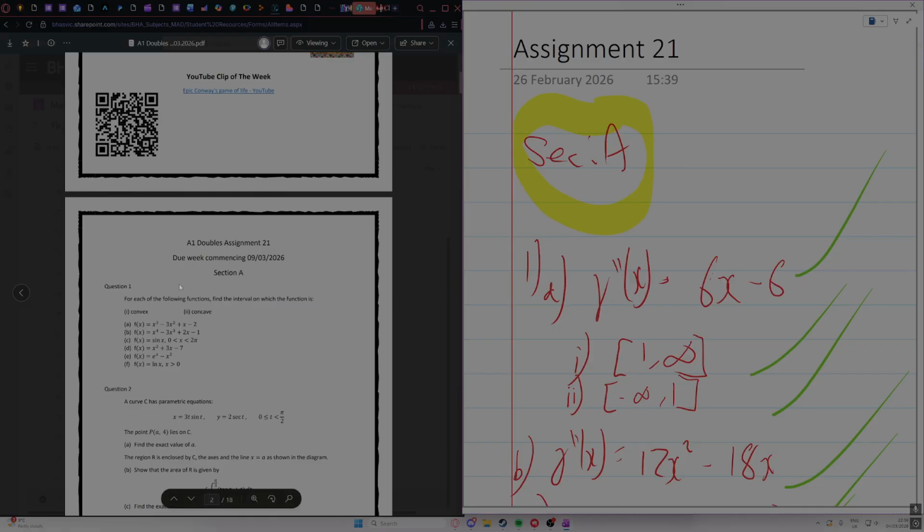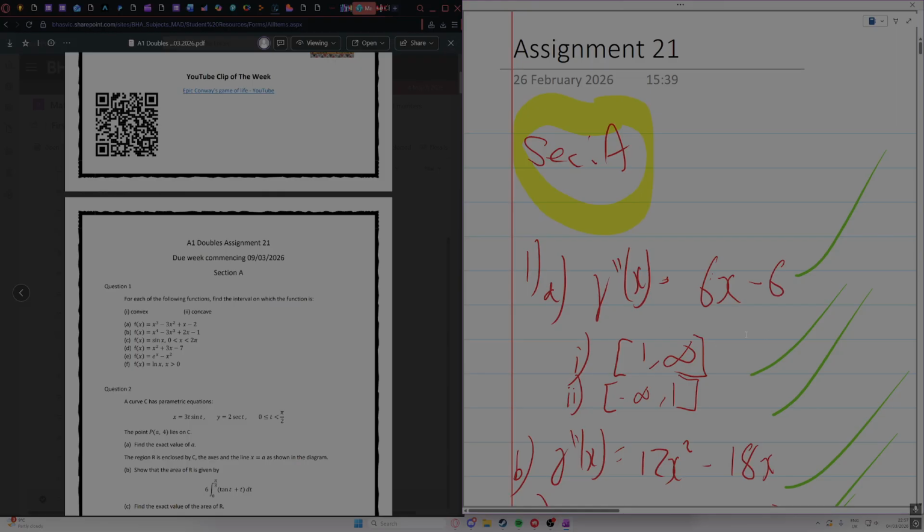So, question 1, convex concave. It's all just about finding f''(x) and setting it greater than 0 and then setting it less than 0. I skipped a lot of steps here. Again, as I say for every assignment video now, don't treat my work like it's an exam question. Treat my work as if I'm just doing the question to find the answer, unless it's maybe a proof question.